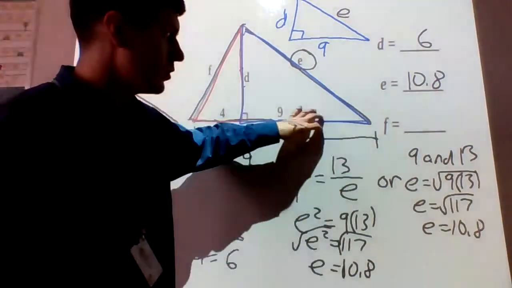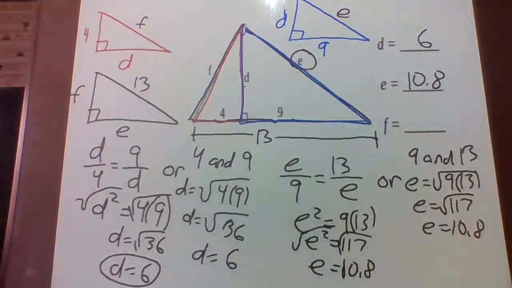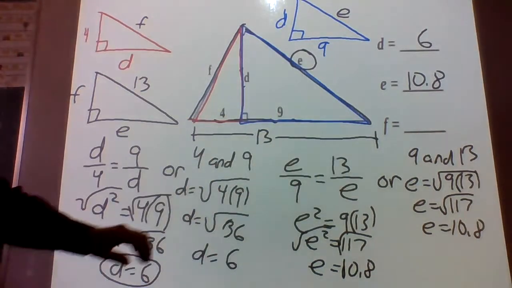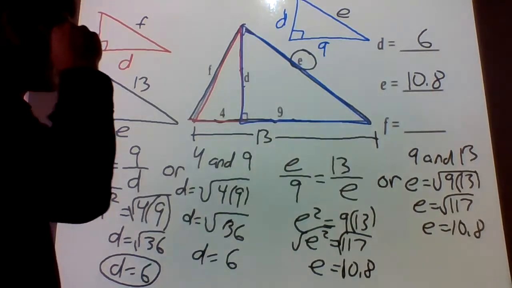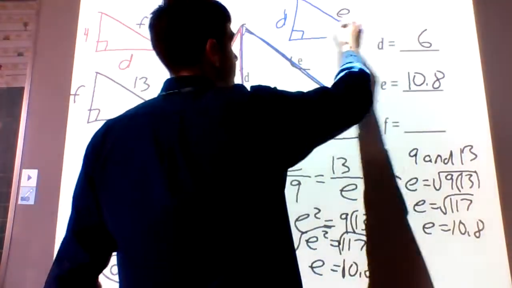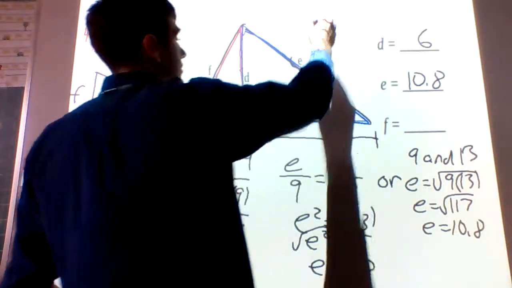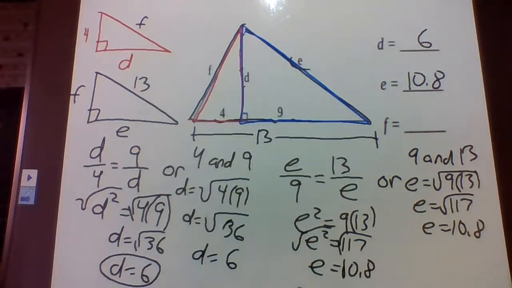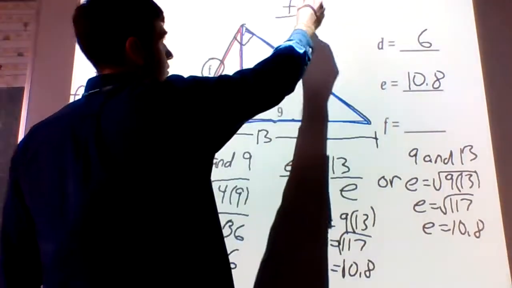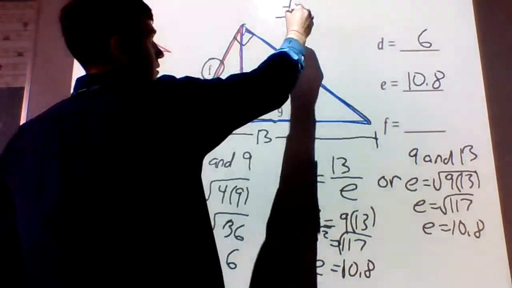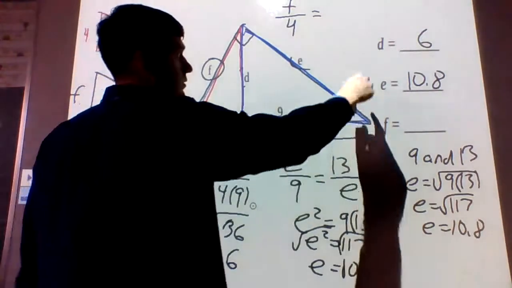Again, the rule is the closest piece of the hypotenuse to the total hypotenuse. That's where we're getting 9 and 13 from. Okay, and then the last one here, don't have a lot of room. Let's do it up here. Okay, so we want to use F. So F is a leg. So it's going to be F over the closest piece of the hypotenuse, which is 4. And the total hypotenuse is 13.